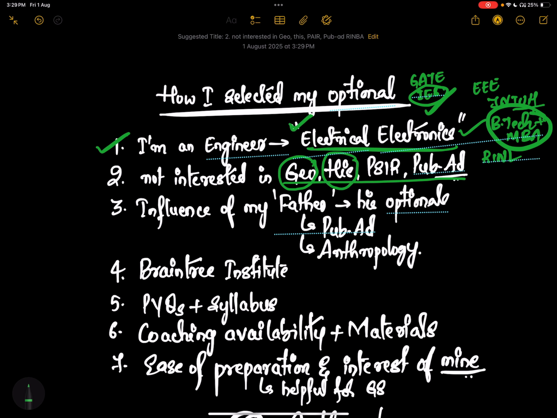In history, I was very weak. I didn't know the difference between ancient and medieval history. I didn't even know whether the Delhi Sultanate was before the Mughals or after. So I don't like history.